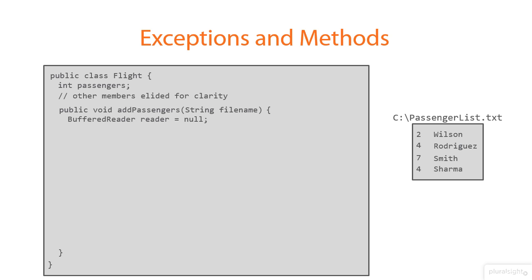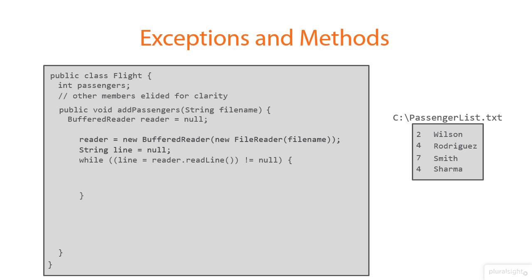So we're going to need a buffered reader. So we'll go ahead and create an instance of that buffered reader that wraps a file reader that uses the file name that was passed in. We'll need a variable to hold each line that's read in. Then all we have to do is read in each line. Now, since there's two values on each line and we want the number of people in the party, we're going to use the split method on the string to go ahead and get that first field.